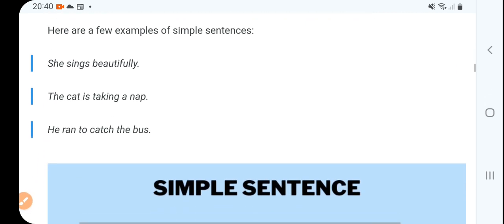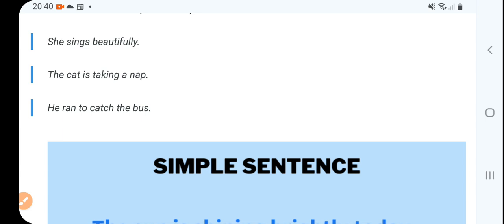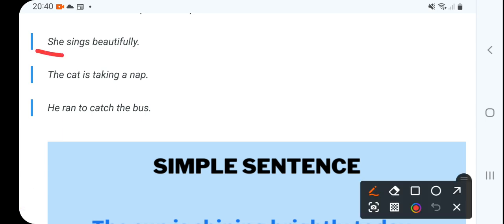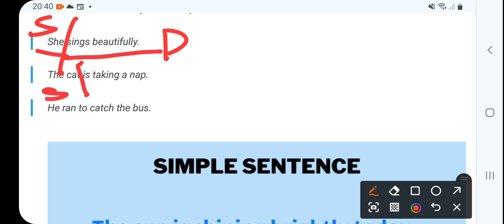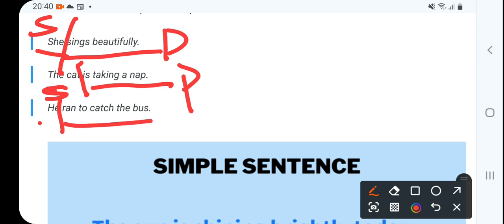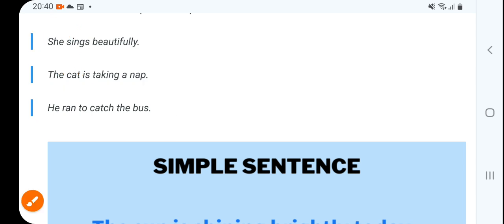Here are a few examples. She sings beautifully, right? Here 'she' is the subject and 'sings beautifully' is the predicate. The cat is the subject, 'is taking a nap' is the predicate. He ran to catch the bus: 'he' is the subject, 'ran to catch the bus' is the predicate.